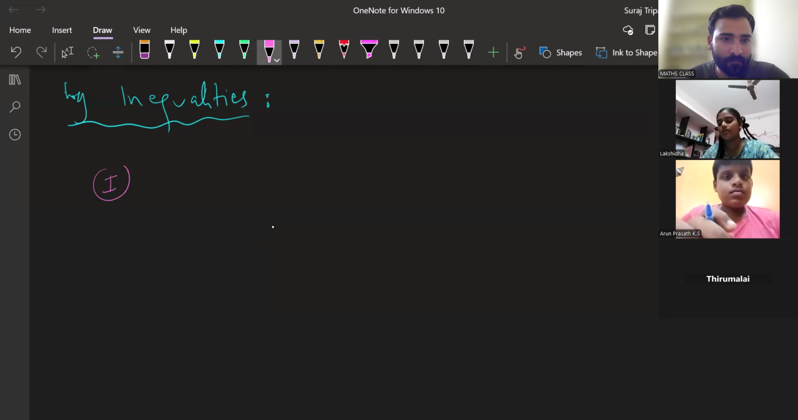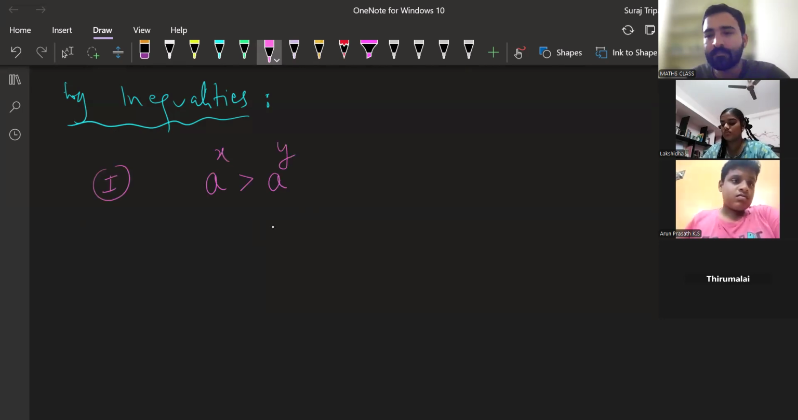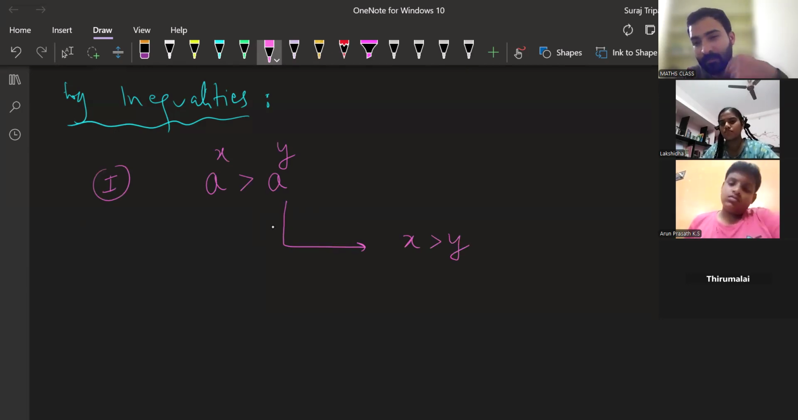First one. If a raised to x is greater than a raised to y, there are two possibilities. One is you will get x greater than y. Both bases are the same. x will be greater than y when a is greater than 1, and the inequality will remain the same. If a is a positive number greater than 1, then you can cancel out the base and just write down the exponents with the same inequality.